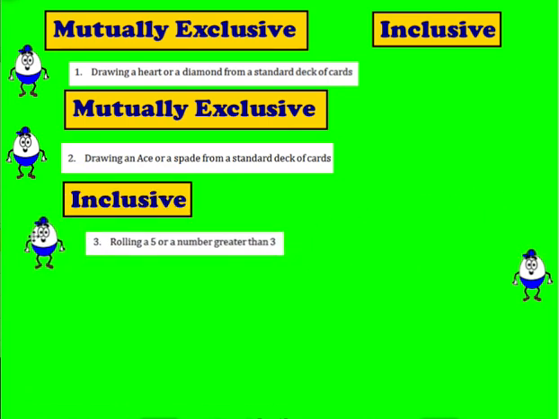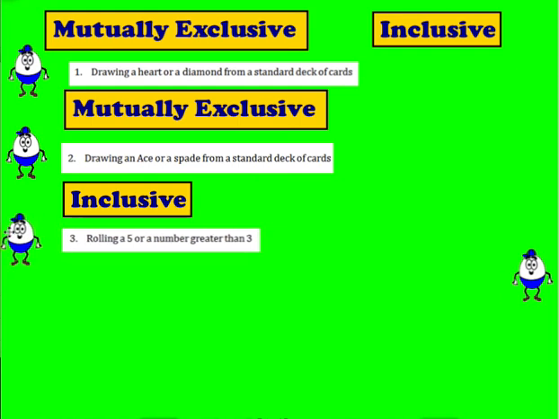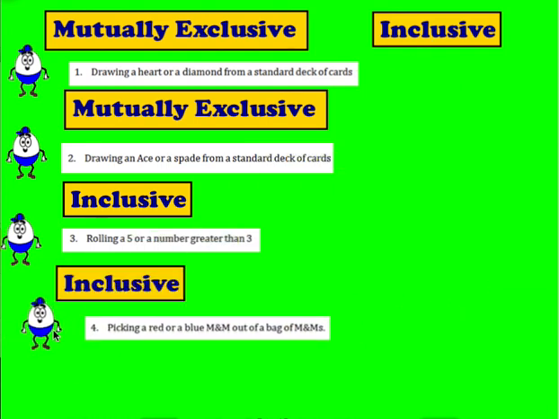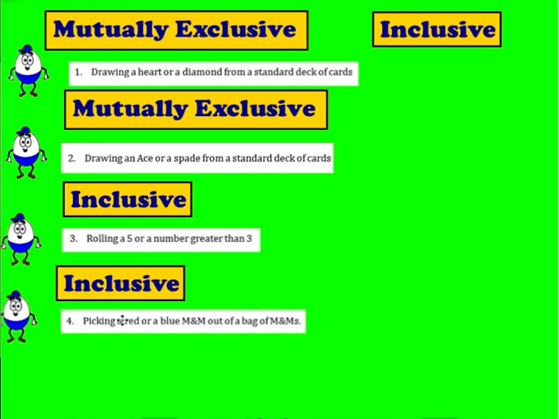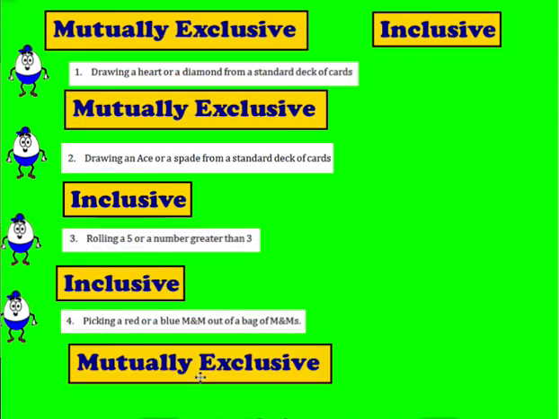Next, let's take a look at this one, rolling a 5 or rolling a number greater than 3. Again, we need to ask ourselves, could it be a 5 and could it be greater than 3? Could it be both? Yes, it could be both, so that's going to make it inclusive. Next, let's take a look at this one. Picking a red or blue M&M out of a bag. Could you have an M&M that is both red and blue? No, you can't, unless there's a serious factory malfunction, which we're not going to focus on. So that makes it mutually exclusive because it can't be both.